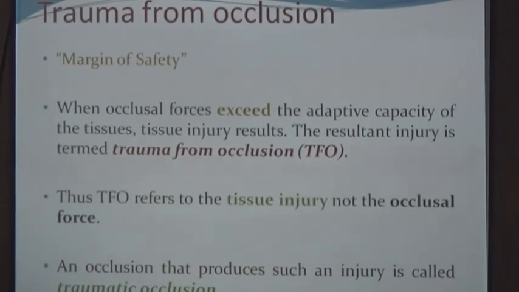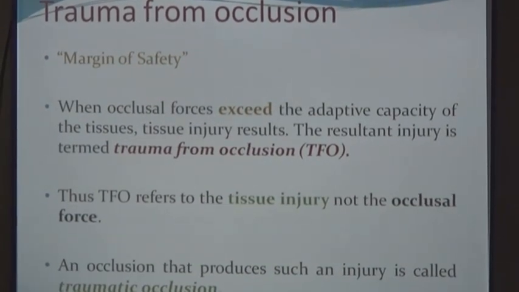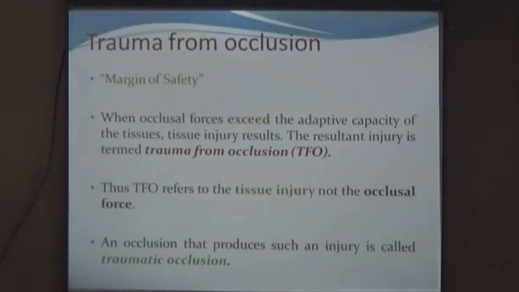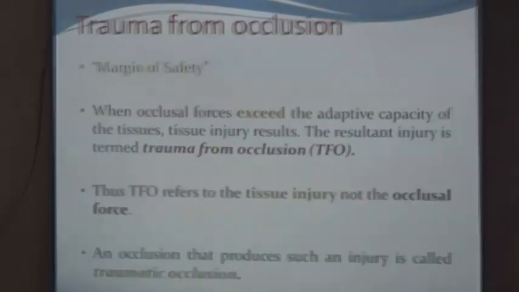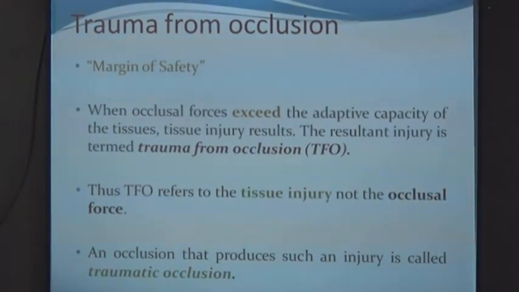Now let us come to the trauma from occlusion. Here, trauma from occlusion is related to the margin of safety. You should write that trauma from occlusion is only a margin of safety. When the occlusal force exceeds the adaptive capacity of the tissue, injury results. The resultant injury is termed as trauma from occlusion.